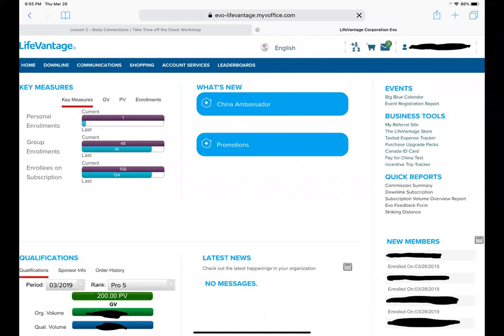This is going to explain to you guys a little bit about our holding tank, where to find it, what it is, what we need to do with it. So you guys are all familiar with this back office. This is our back office. And at the top line there, you'll see home, downline, communications, shopping, account services, and leaderboard.